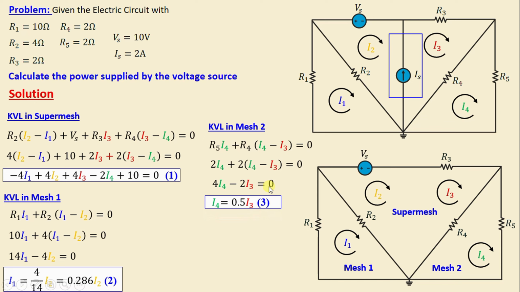We currently have 3 equations with 4 unknowns, which means we require an additional equation to solve this problem. In order to get this equation, let's focus on the current source Is. We can write Is is equal to I3 - I2. That means I3 - I2 is equal to 2 amps. Finally, we can write I3 is equal to 2 + I2, and I will call this equation 4.